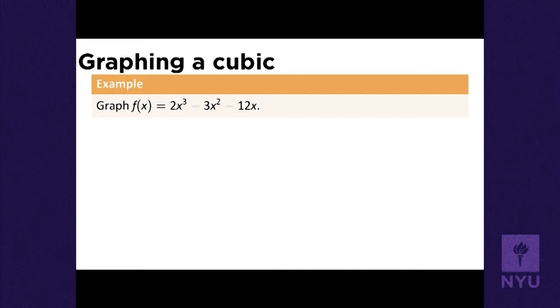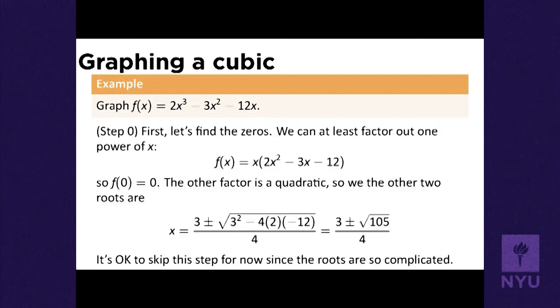Okay. So first example is going to be this function, 2x cubed minus 3x squared minus 12x. Okay. So what was step 0? Do whatever you can without doing the calculus. Find the zeros of the function. Solve the equation 2x cubed minus 3x squared minus 12x. You can factor out an x, right? So you know that f of 0 is 0.